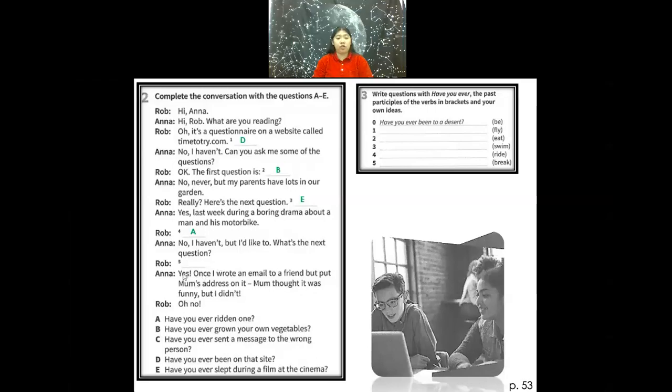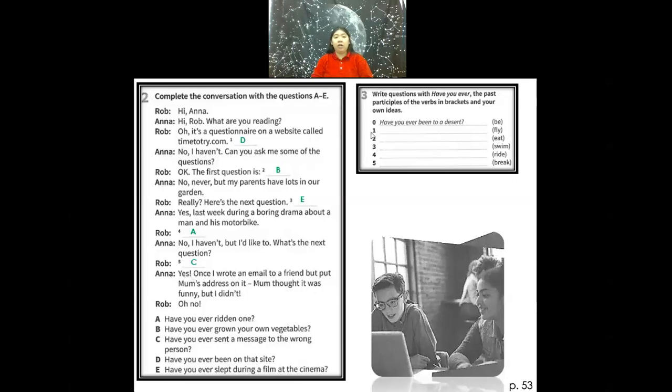Okay, next question. Look at Anna's response. Yes, once I wrote an email to a friend but put my mom's address on it. So she was supposed to send something to her friend, but instead she sent it to her mom. So what do you think happened? What's the question? Number 5, the question should be C. Have you ever sent a message to the wrong person? Right. So it's yes. Anna says yes.